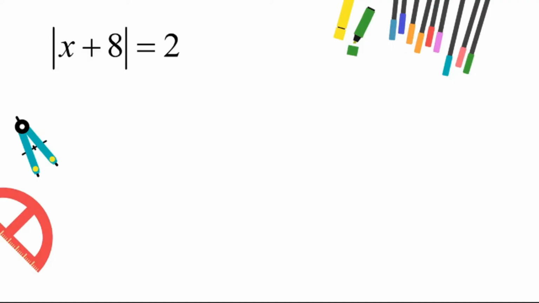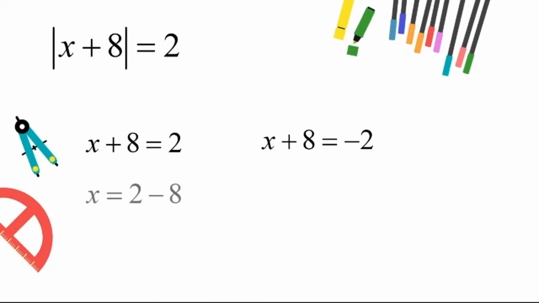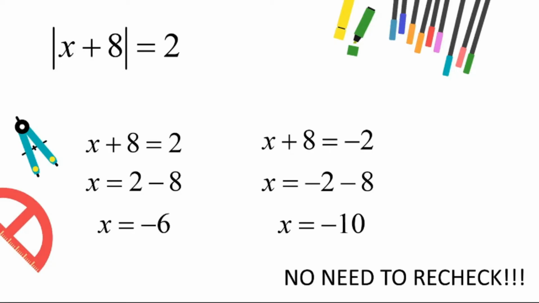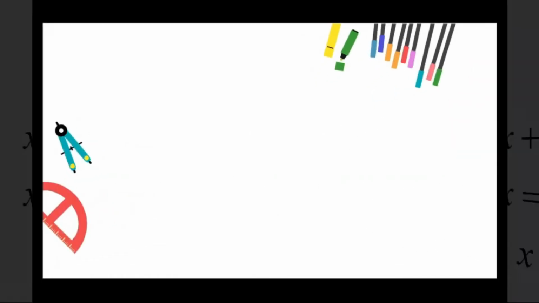If I have the absolute value of x plus 8 equals 2, here I would say that the distance of x plus 8 from 0 is 2 units away to the left and to the right. So it would be x plus 8 equals 2 and x plus 8 equals minus 2. However, we want the value of x. So by solving these two simple equations, it will give me the answer x equals minus 6 and x equals minus 10. Here, we don't have to recheck.